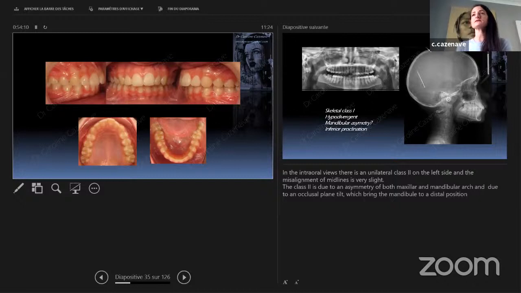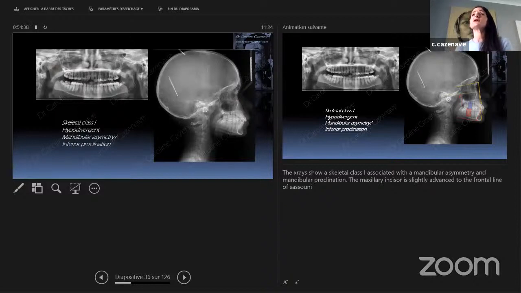The class 2 is due to an asymmetry of both maxillary and mandibular arch, and due to an occlusal plane tilt, which brings the mandible to a distal position. And it's often the case in class 2 subdivision.